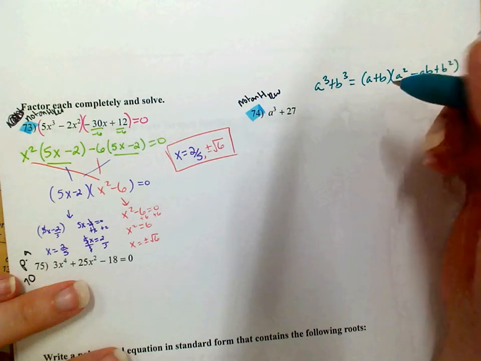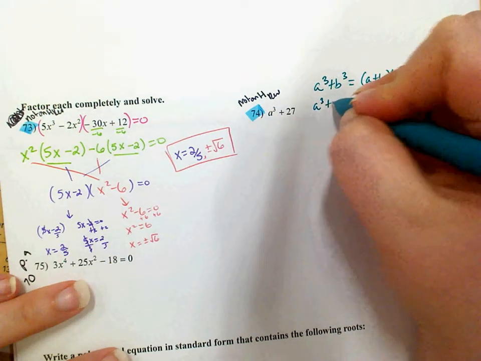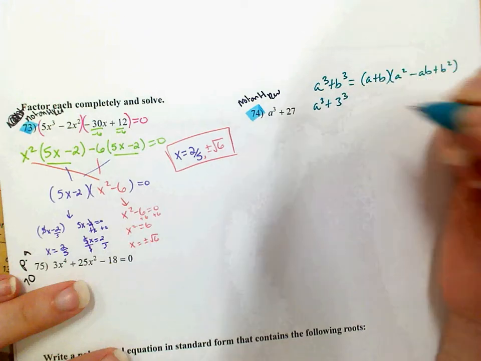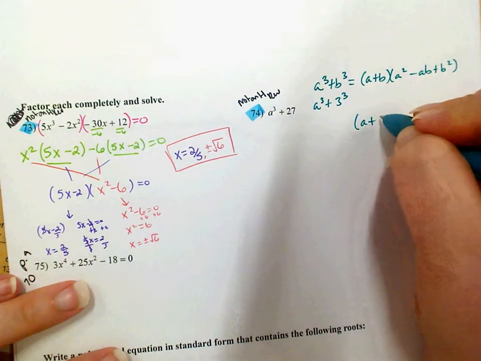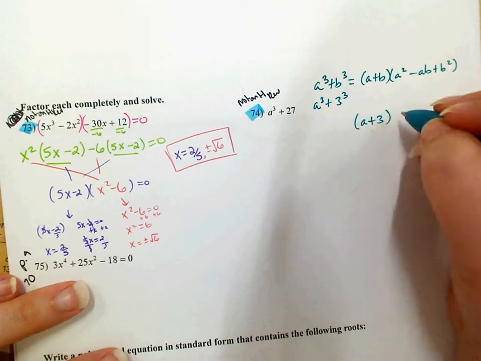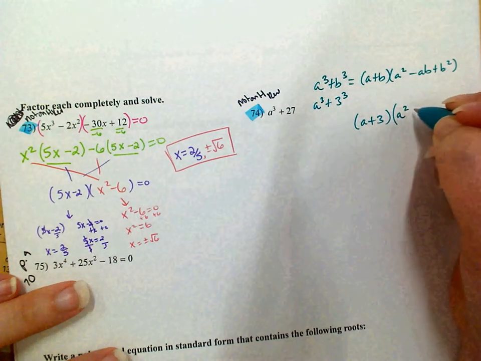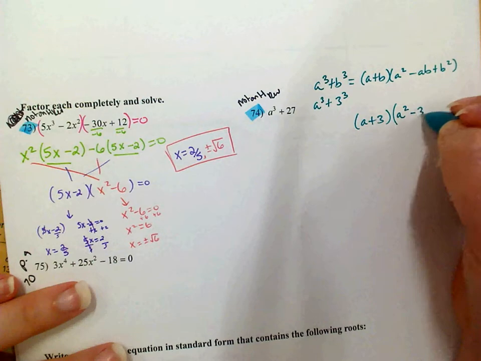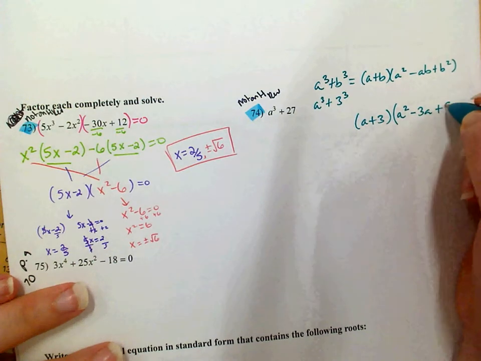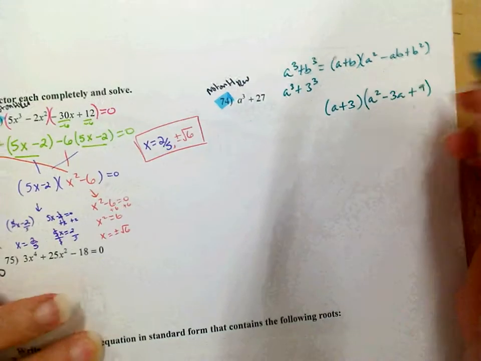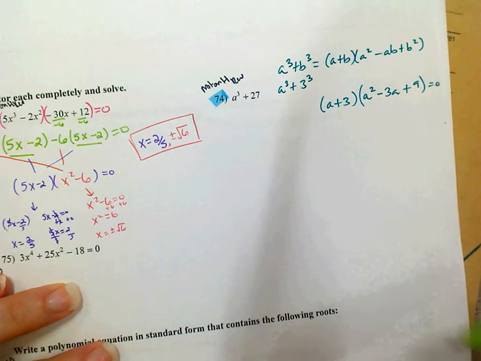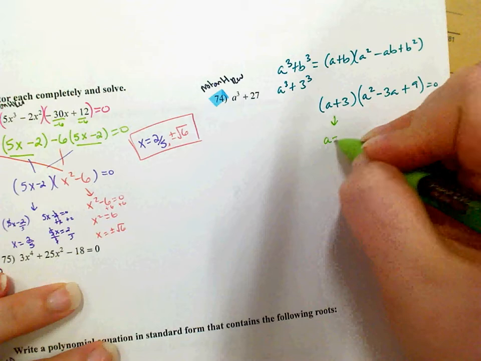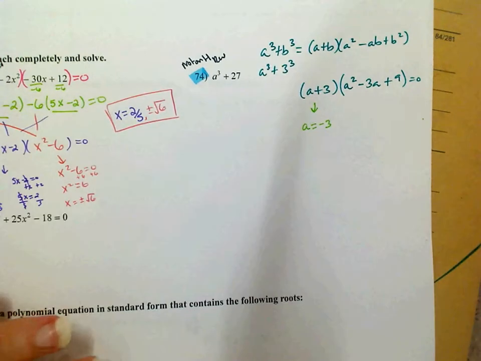I've got a cubed plus 27, but 27 is 3 cubed. So b is 3. So I've got a plus 3, so drop the powers. The first one squared, a squared, minus those two times each other, 3a, plus the last one squared, 3 squared, that's 9. And I want to know when this equals 0, right? So the first one is just what makes this 0, and that's negative 3. The other one I'm going to have to do quadratic formula on.